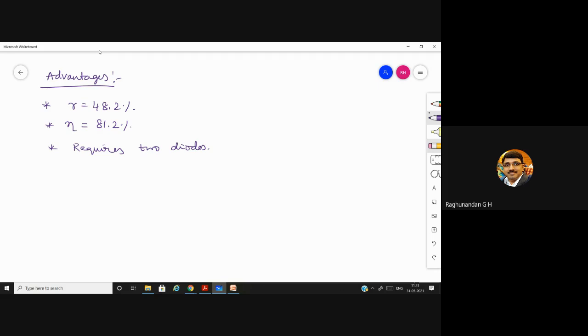And this one is going to rectify for the full cycle. This is one advantage we are having. But in a half wave rectifier, it was rectifying for only half of the cycle. So here it is going to rectify for the full cycle. Coming to the disadvantages.